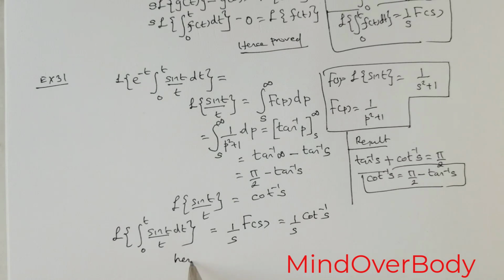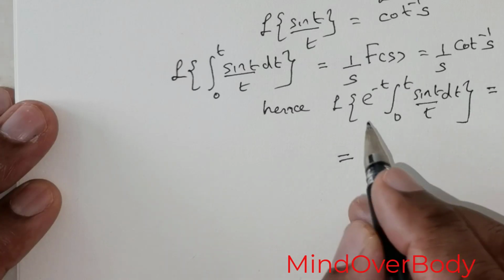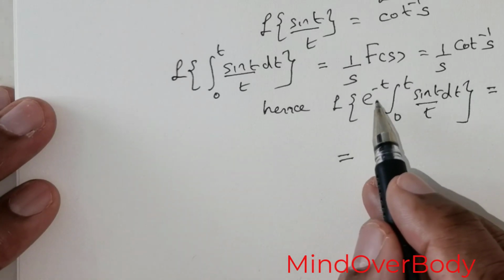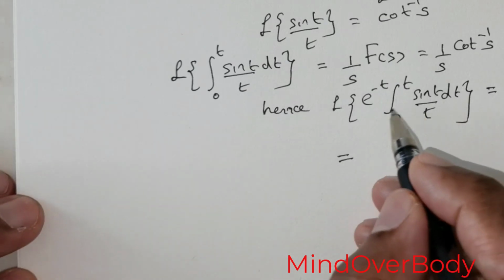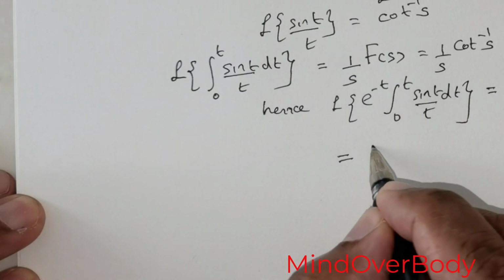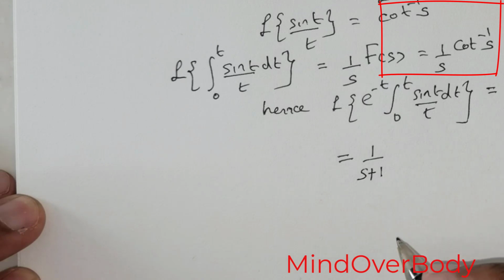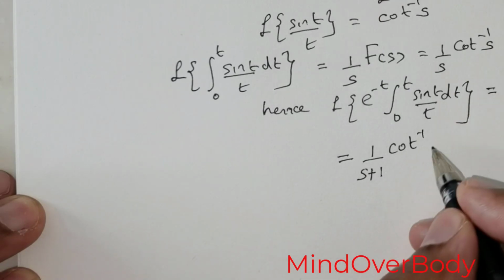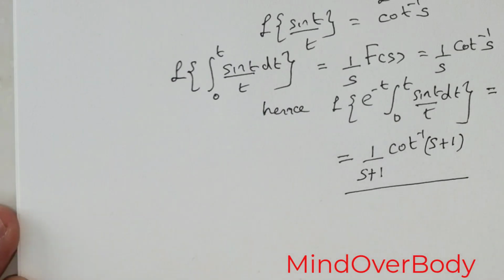Now the question wants us to find Laplace transform of e raised to the power of negative t. So hence the Laplace transform of e raised to the power of negative t, integral 0 to t sin t over t times dt, is equal to, I will write this directly, the Laplace transform of e raised to the power negative t, integral 0 to t sin t dt over t. So if I take a shift of negative 1 units, this is going to be 1 over, in place of s I need to substitute s plus 1, and for cot inverse of s it's going to be cot inverse of s plus 1. So this is the final solution for this question.